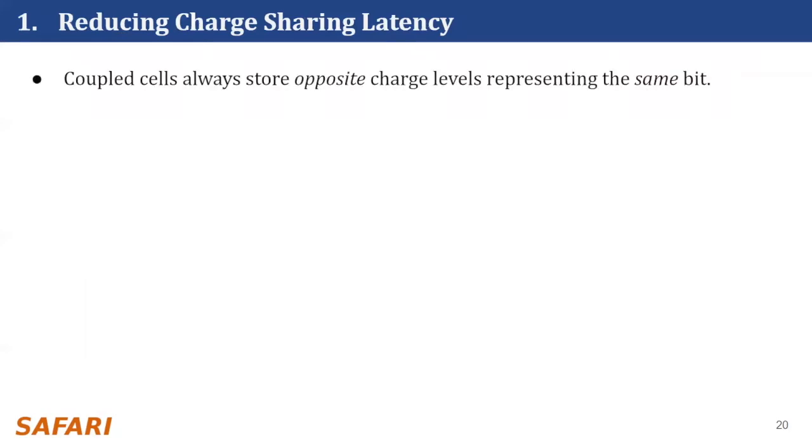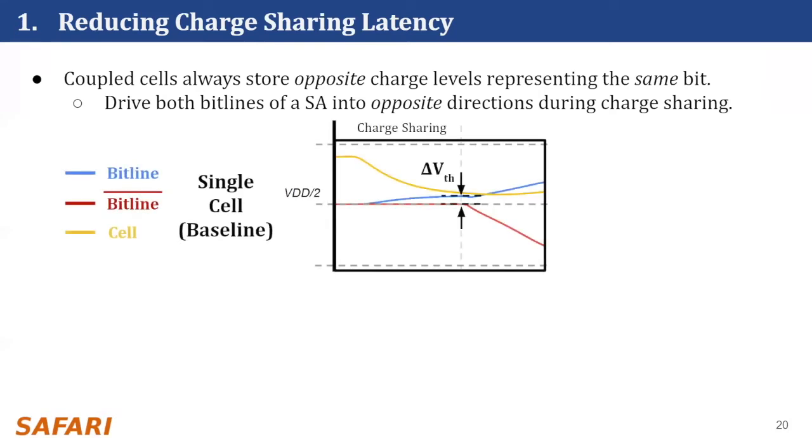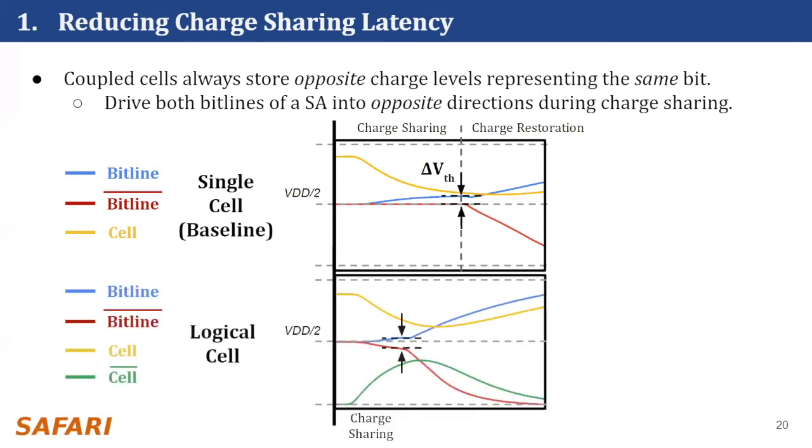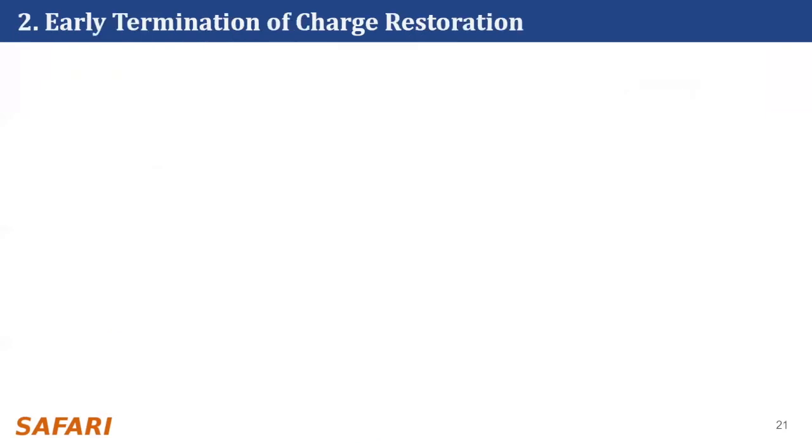The opposite charge levels stored in the logical cell reduce the charge sharing latency by driving both bit lines of a sense amplifier into opposite directions during charge sharing. It reduces charge sharing latency because the voltage difference across the two bit lines reaches the threshold voltage required by the differential operation of a sense amplifier earlier than the baseline case where only one DRAM cell is involved during charge sharing. The opposite charge levels stored in the logical cell also enable a high-performance mode row in CLR-DRAM to terminate its charge restoration early.